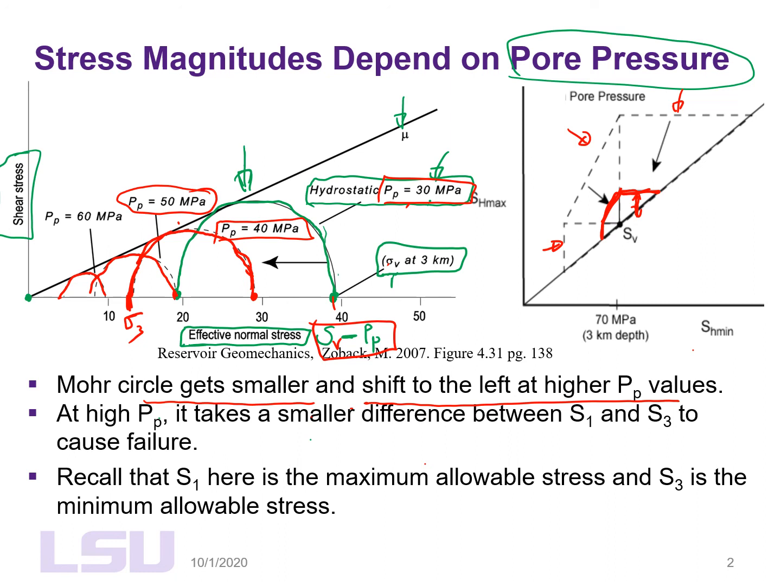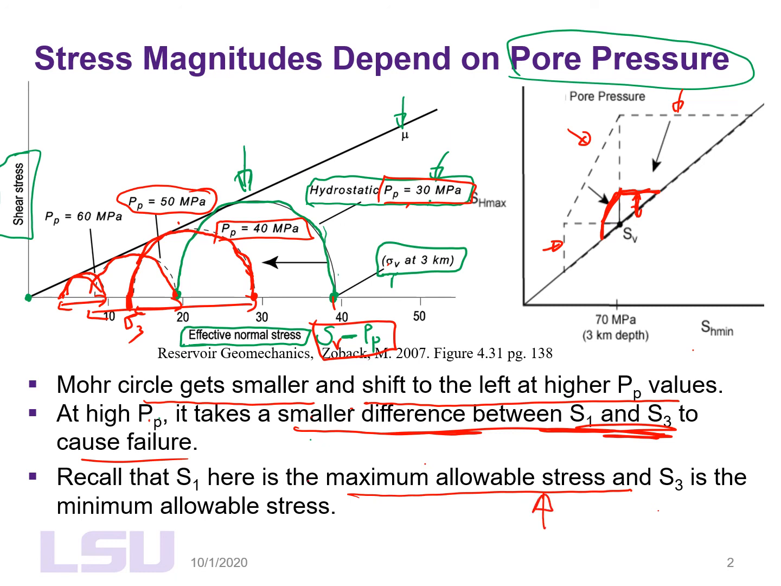At high pore pressures, it takes a smaller difference between S1 and S3 to cause failure. And that difference is precisely the diameter of those circles, right? The diameter is getting smaller. It means that the maximum allowable stress, right? And it means that it takes a smaller difference between S1 and S3 to cause failure. That's what I was saying.